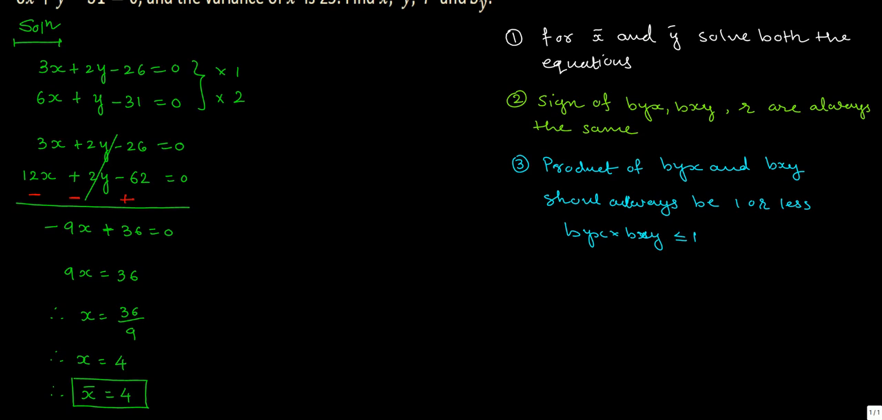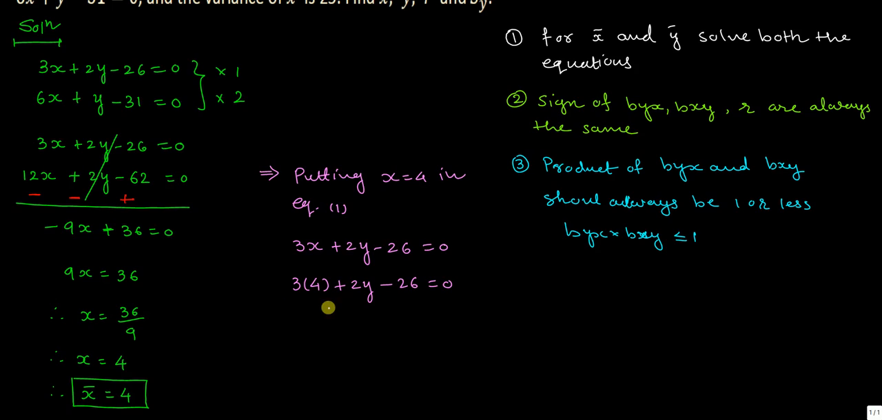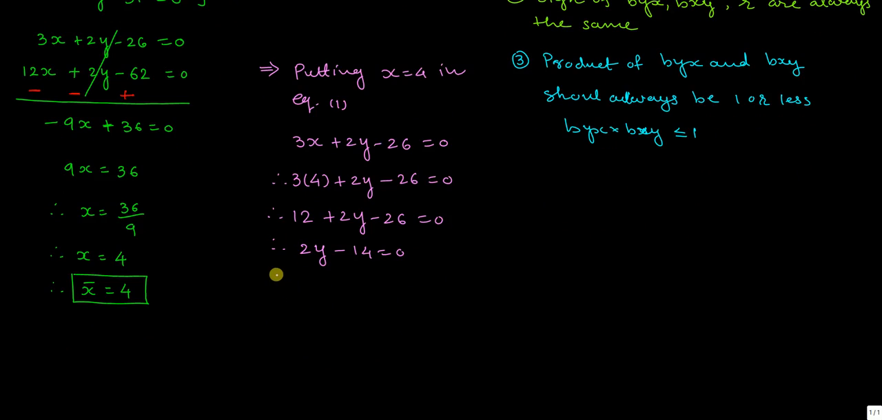Now putting x bar equal to 4 in any of the equations, I am putting it in the first equation. This is our first equation: 3x plus 2y minus 26 equals 0. X equal to 4, so 3 into 4 plus 2y minus 26 equals 0. 4 threes are 12. Therefore, 12 plus 2y minus 26 equals 0. 26 minus 12 is 14. So 2y minus 14 equals 0. Therefore, 2y is equal to 14, so y is equal to 7. 14 by 2 is 7. Therefore, y bar is equal to 7.